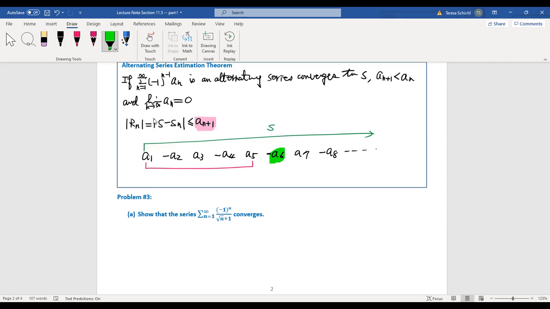From here it's kind of obvious to see that. If you take S minus S5, and take the absolute value of this, it will be less than a6. That's why it's a_(n+1).